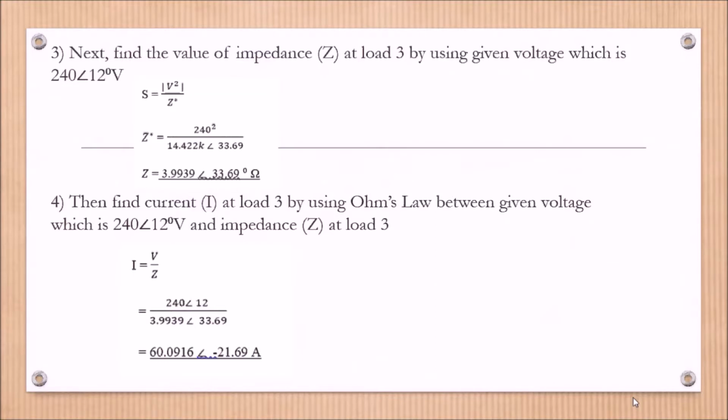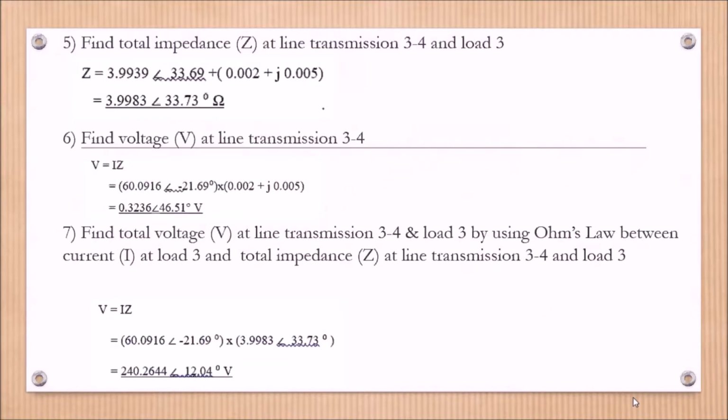we find the current at the load 3 by using Ohm's law between given voltage and impedance at load 3. Next, we find the total impedance at the line transmission 3 to 4 and load 3. By summing up both, we find the voltage at line transmission 3-4, where we use Ohm's law, V equal to Iz. Then we got the voltage at line transmission 3-4, which is 0.3236 angle 46.51 volt.